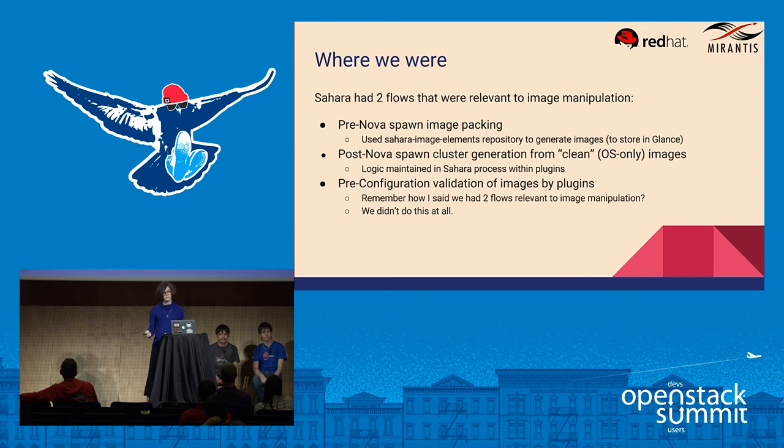And finally, before we had really two image flows that were relevant to image manipulation, but there were secretly three, because we really should have had the plugins validating the images that you were actually giving to them to catch errors early and to make sure that it could spit out reasonable things, if it didn't happen to find some OS dependency, instead of failing somewhere mysteriously.